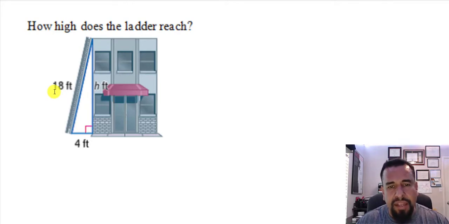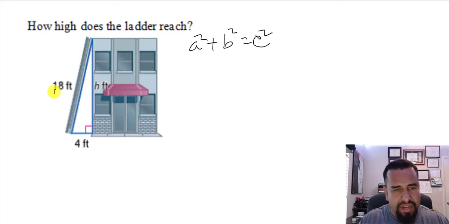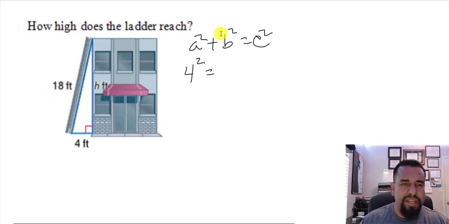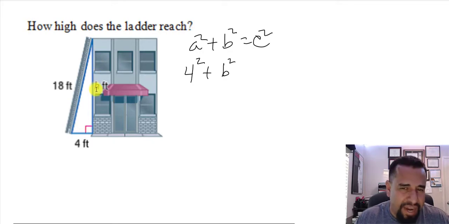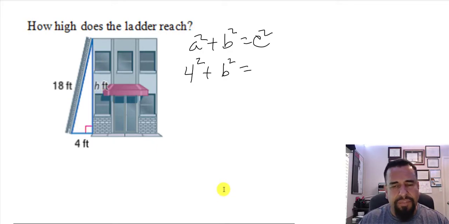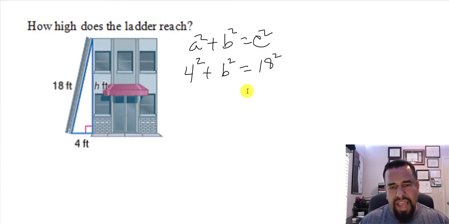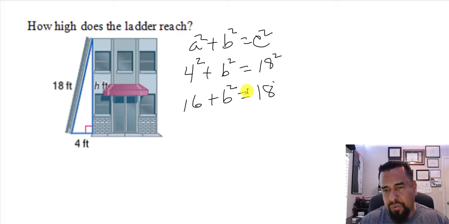So hopefully you gave it a shot, and let's do this. A squared plus B squared equals C squared. Now let's do some plugging in. 4 squared equals, I'm getting ahead of myself. Plus B squared, which we don't have a B. Now, in this case, you can put in an H. It doesn't matter what you put in, right? As long as you're following the process on finding the solution. And then 18 squared. So, here we have 16 plus B squared equals 18 squared.